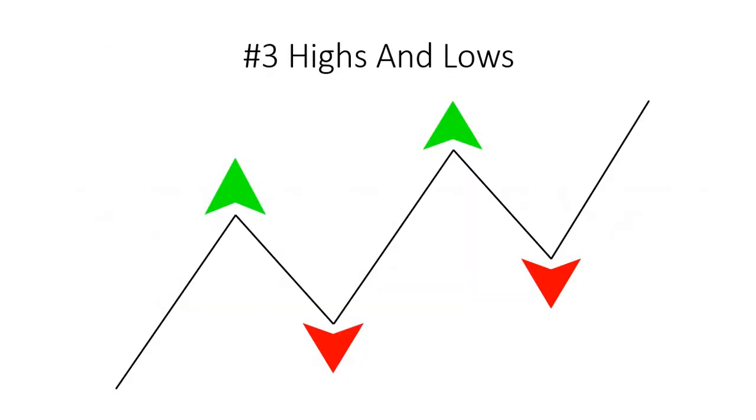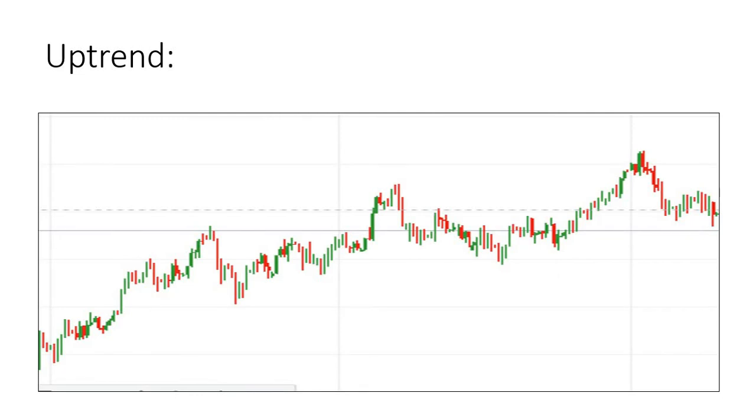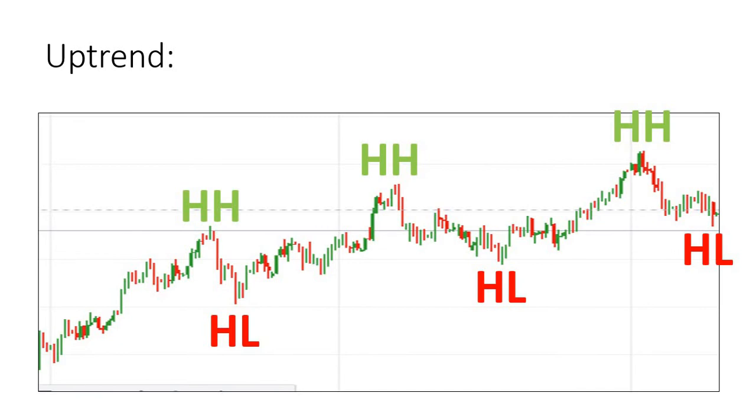Last but certainly not least, we have my number 1 tip for identifying the trends: highs and lows. So this method of identifying the trend is the simplest. When identifying an uptrend, you'll be looking for the market to be making a series of higher highs and higher lows. If it makes 2 of each of these consecutively, then an uptrend is confirmed.